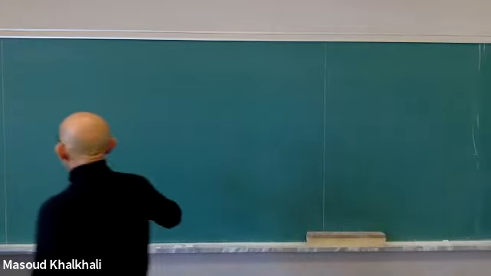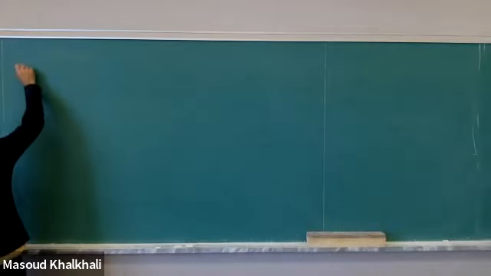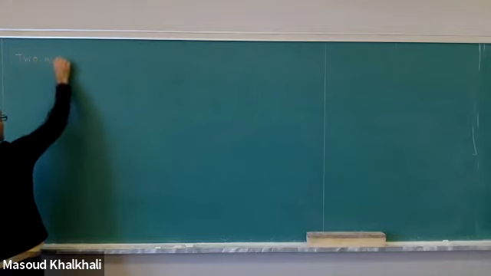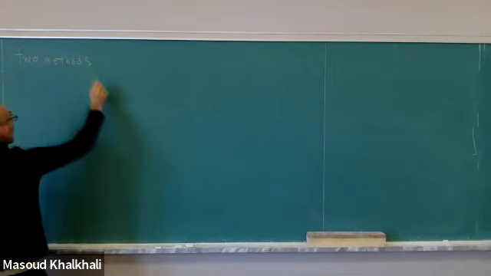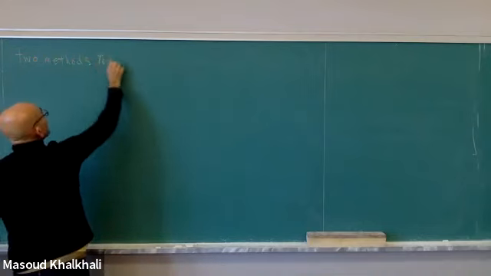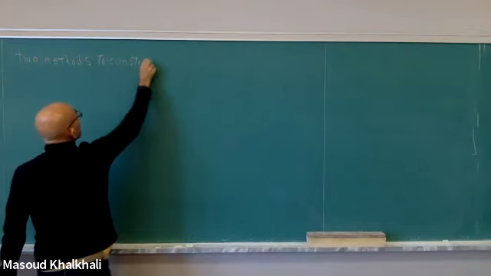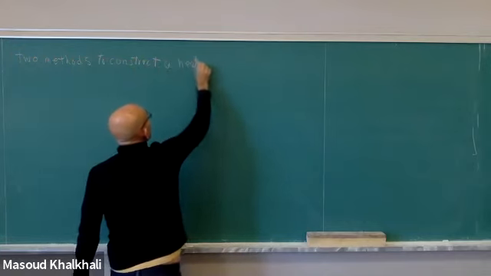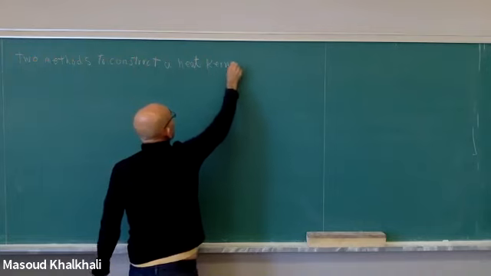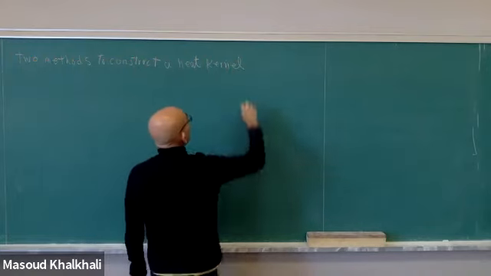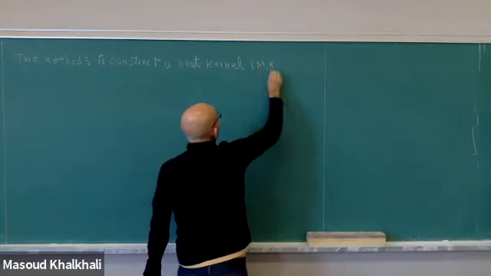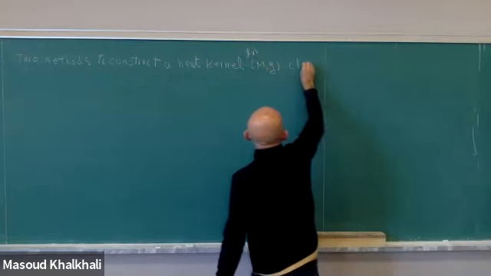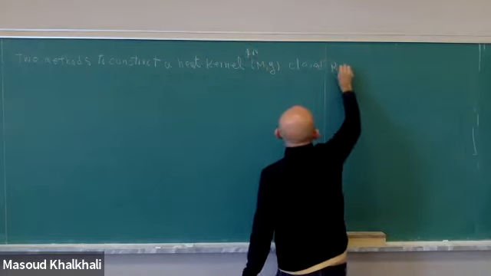Okay, so the last thing we are going to do today is just indicate what's ahead. Two methods to construct the heat kernel. So this is for a compact closed manifold (M, g).